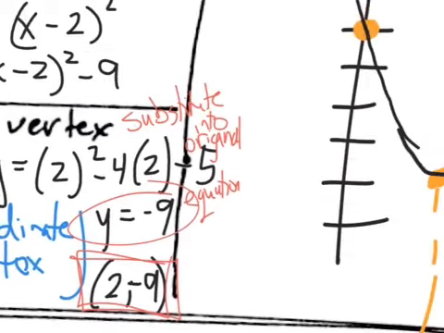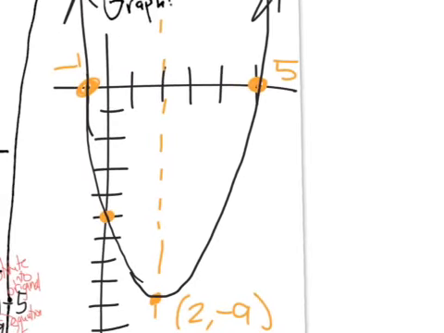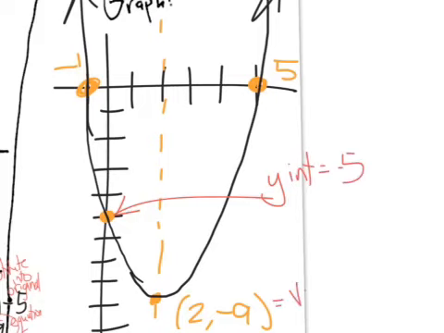So using all that information, we could actually come up with a pretty accurate graph. So we know that our x-intercepts are negative 1 and 5. We know our y-intercept is negative 5. And we know that our vertex is at (2, negative 9). So notice how the vertex corresponds to when we were saying the parabola is shifted right by 2 and down by 9. Those will be the coordinates of the vertex.